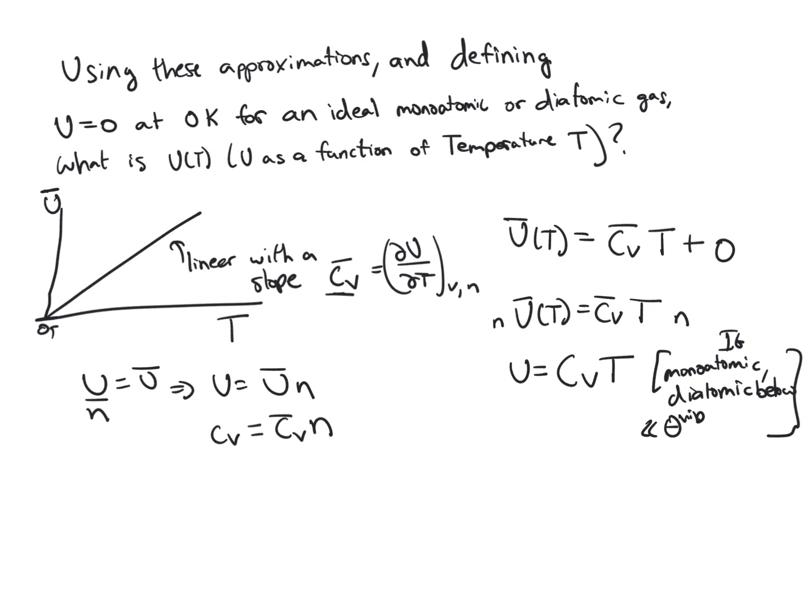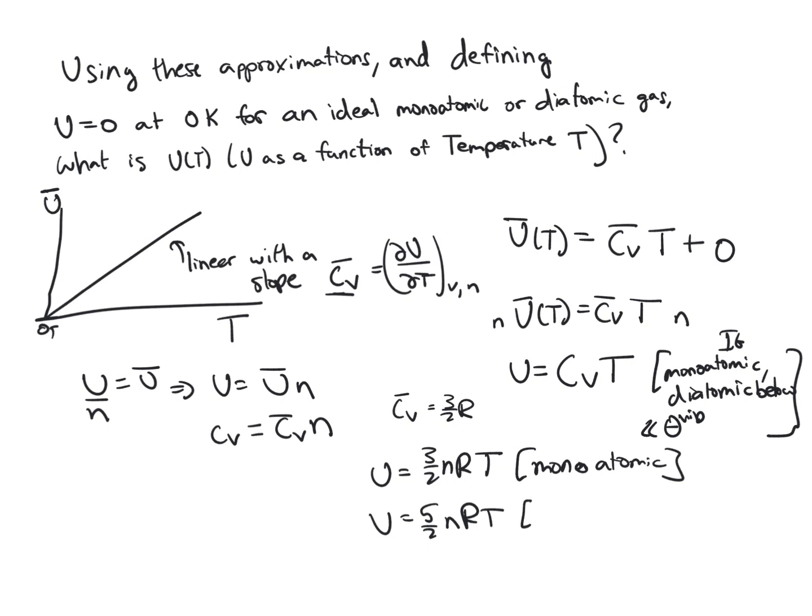Then, plugging in the two different results, U for a monoatomic ideal gas, where CV bar is 3/2 R, is 3/2 nRT. And U is equal to 5/2 nRT for a diatomic ideal gas. Again, this is at temperatures much lower than the vibrational temperature. These are very nice results.